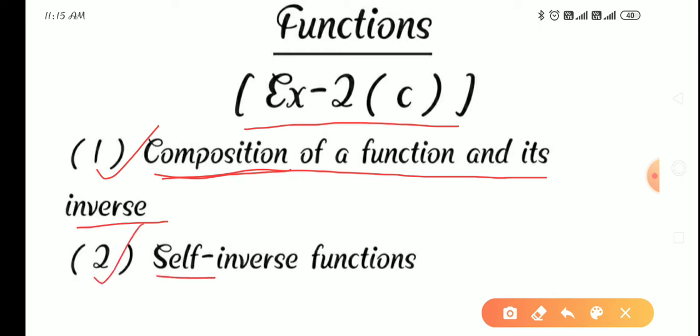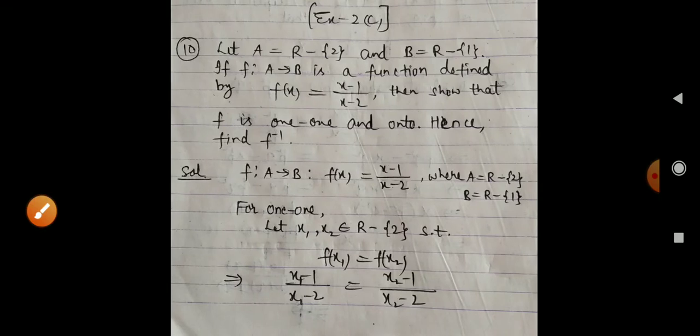Second thing, self inverse functions. Self inverse function means a function is given and that function is the inverse of itself. How can we show a given function is the inverse of itself? That method I will explain through questions. So now you see the questions.